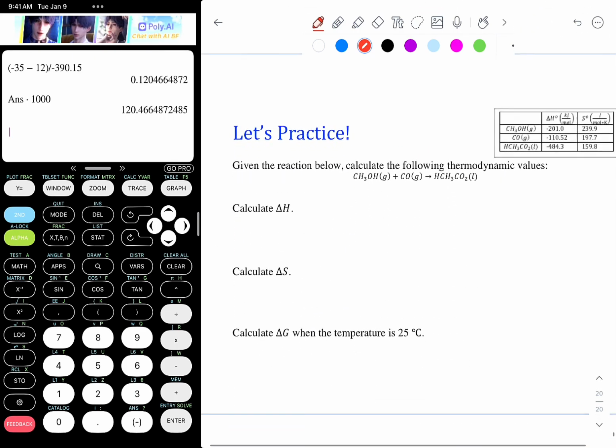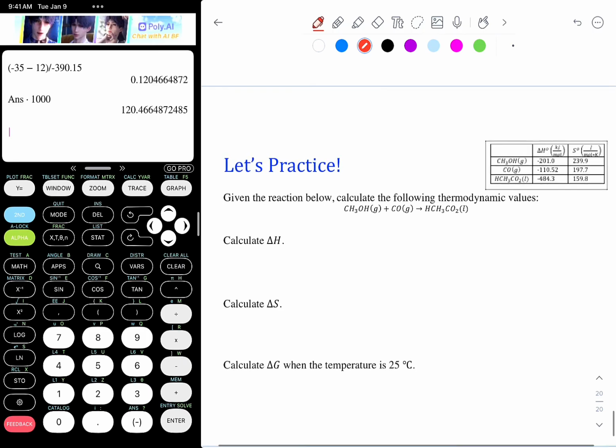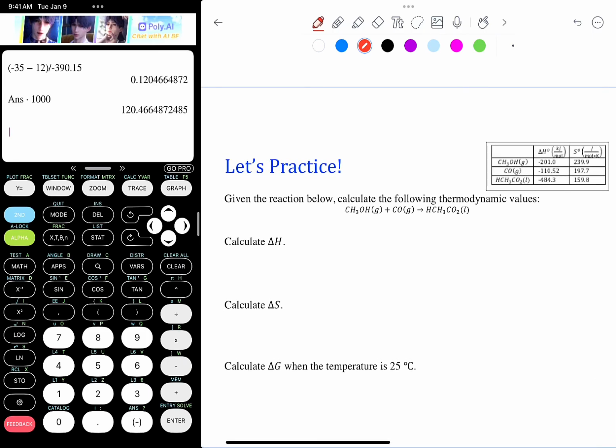For our last problem, I want you to work on this one independently. So given the reaction below, calculate the following thermodynamic values. First, calculate delta H, then calculate delta S, and then use those values to calculate delta G. So try that independently now.